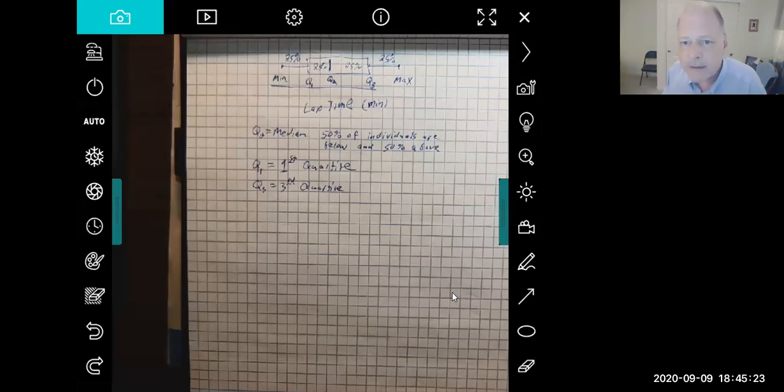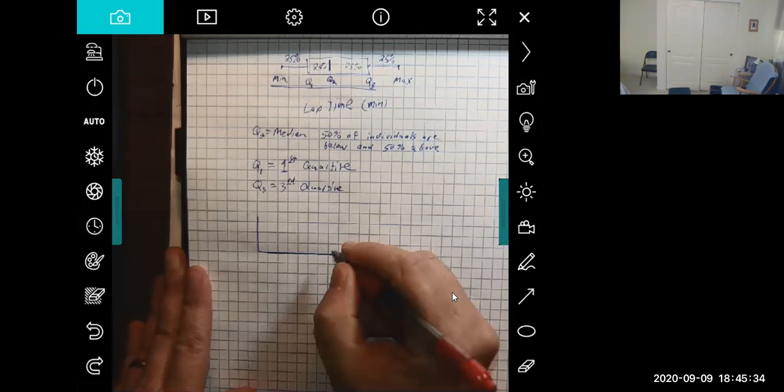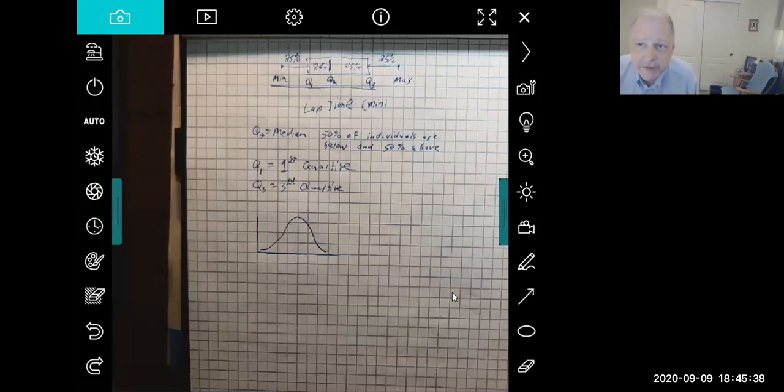Okay, so I'm going to say just a word or two about shapes of distributions. If a distribution is symmetrical, the mean and the median are equal.